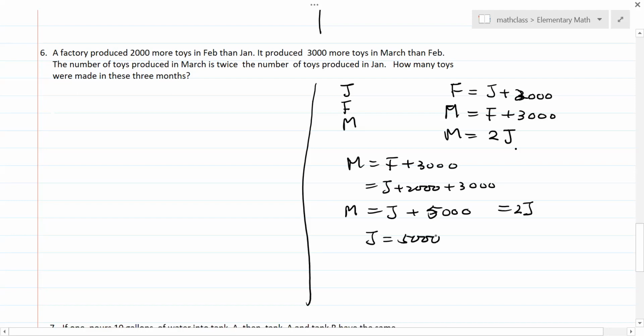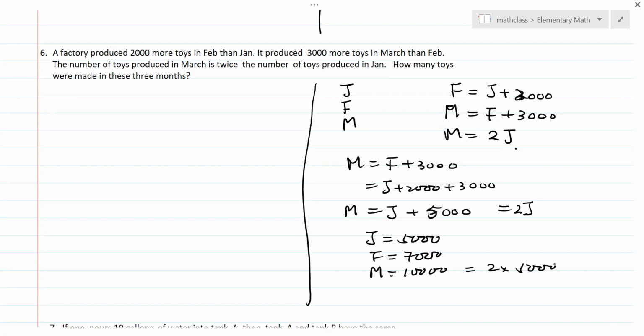So that means in January they produced 5,000 toys. Then you can also figure out February, 2,000 more, 7,000, and March, 3,000 more, so 10,000. Of course, 10,000 is twice 5,000. That solves the problem. You double check that. So that's the equation method. Those are using equations to solve the problem, with three equations and three variables.